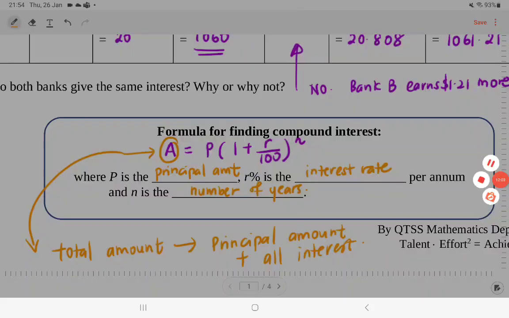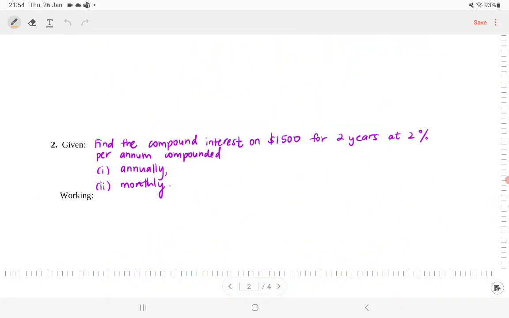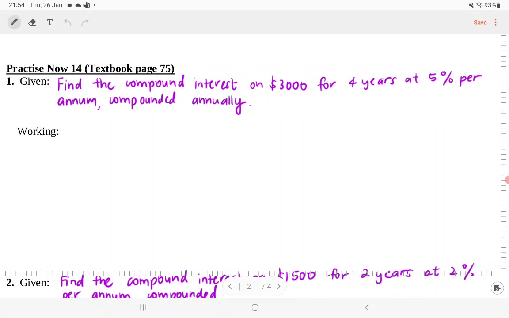Now let's go on to the next page. Now yours will be blank. I've written down the question. So for every question that I go through, you just pause and write down the question before you look at the working. The first question: find the compound interest on $3,000 for 4 years at 5%. Let's see what information is given to us. $3,000 is the principal amount. 4 years is N, and 5% is R.